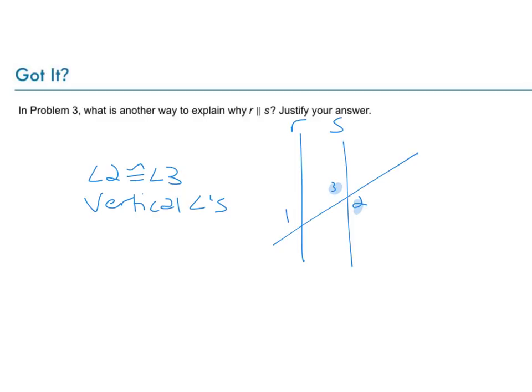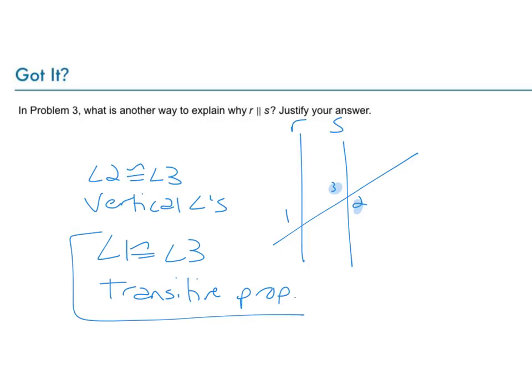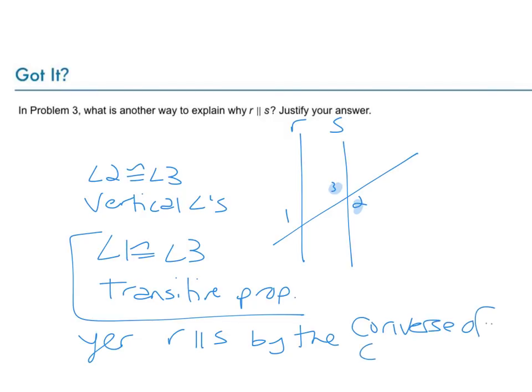And so if 2 and 3 are congruent, then angles 1 and 3 would also be congruent, and the reason we could use there would be the transitive property. Okay, so yes, R would be parallel to S by the converse of corresponding angles theorem.